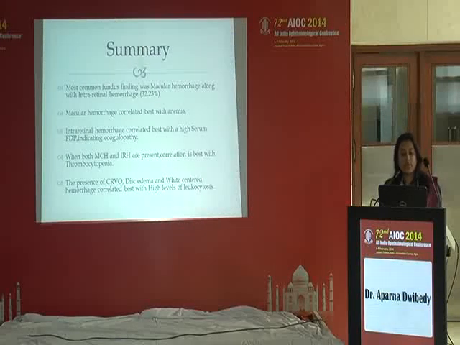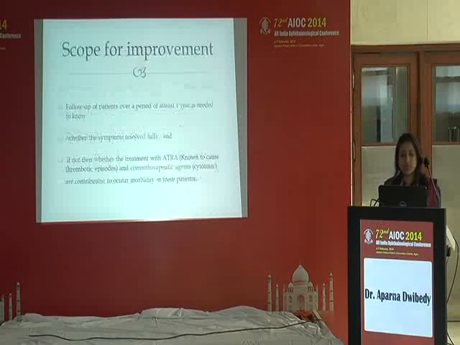In our study, we found that the most common finding was macular hemorrhage along with intraretinal hemorrhage. Macular hemorrhage correlated best with anemia, and intraretinal hemorrhage with serum FDP, indicating that coagulopathy is also significantly contributing to these hemorrhages. When both macular hemorrhage and intraretinal hemorrhage were taken together, correlation was best with thrombocytopenia. Presence of CRVO, disc edema and white center hemorrhages correlated best with high levels of leukocytosis.